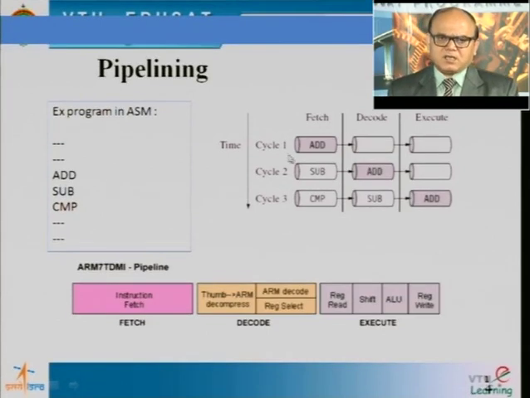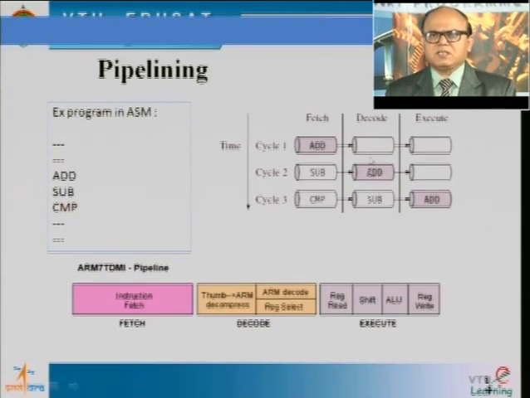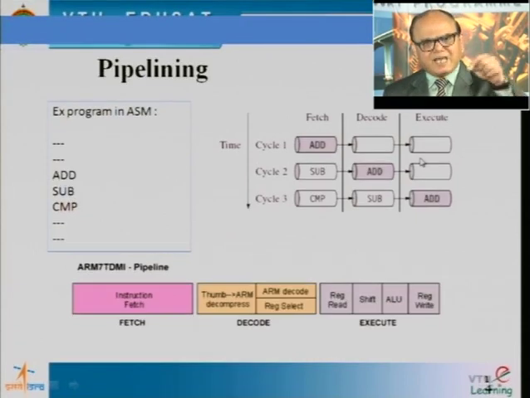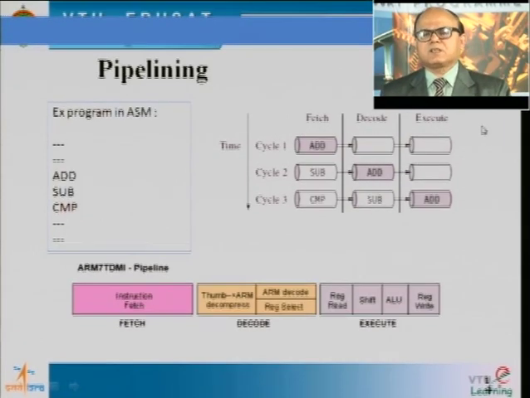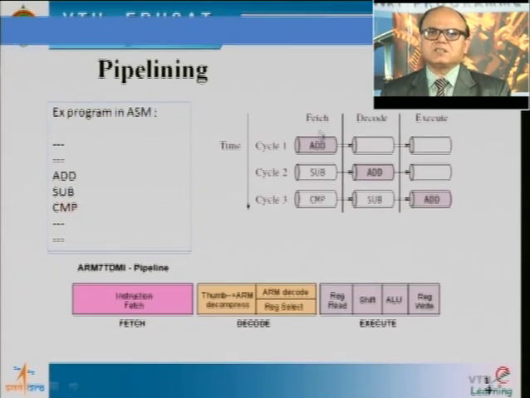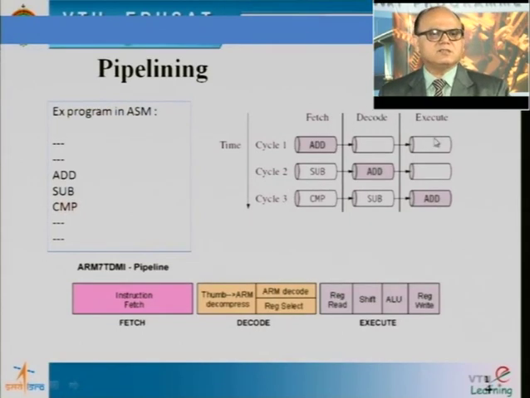Let me call this fetch one stage of the pipeline, this the second stage of the pipeline, and this the last stage of the pipeline for this example. So I can call this a pipeline of 3 stages. In each stage a specific activity is done, and each stage is independent of the remaining stages.